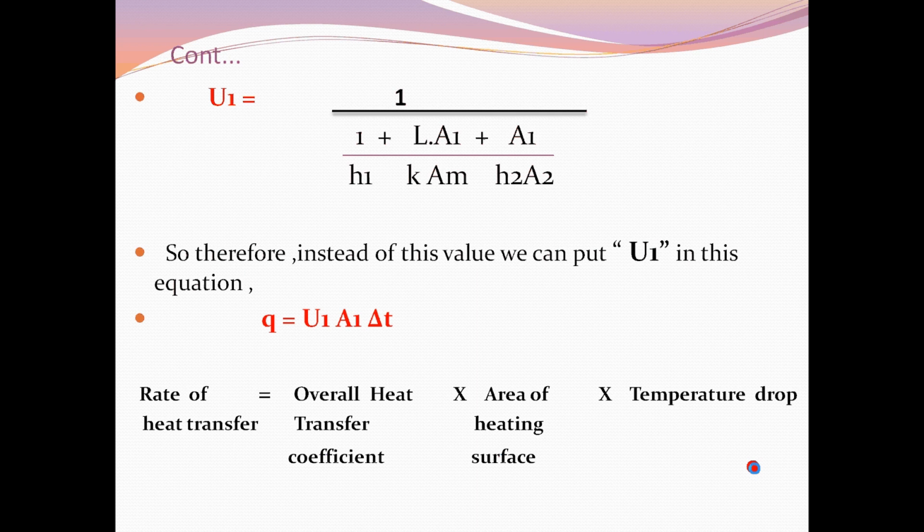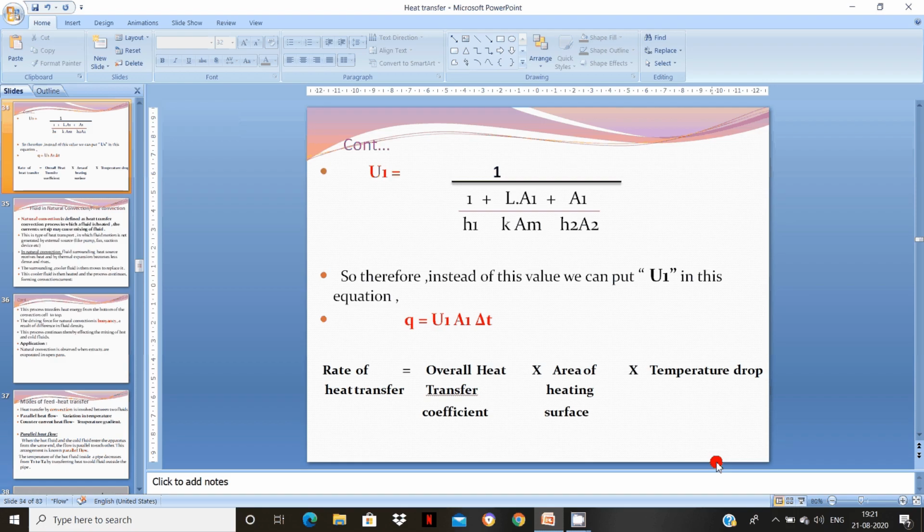This is the rate of heat transfer equation for forced convection. Q is the rate of heat transfer, equal to U1, the overall heat transfer coefficient, into A1, the area of the heat transfer heating surface, into delta T, the temperature drop. This is the overall heat transfer coefficient for forced convection.